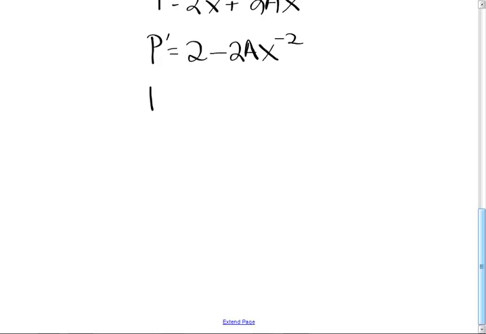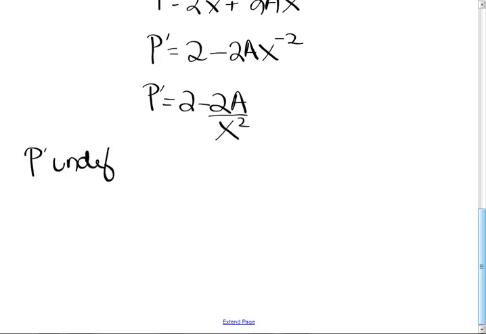So why don't we just say p prime equals this? And now I can look where this is undefined. So p prime is undefined when x equals 0. Well, p prime is equal to 0. I can find that. So 0, maybe, is 2 minus 2a over x squared.